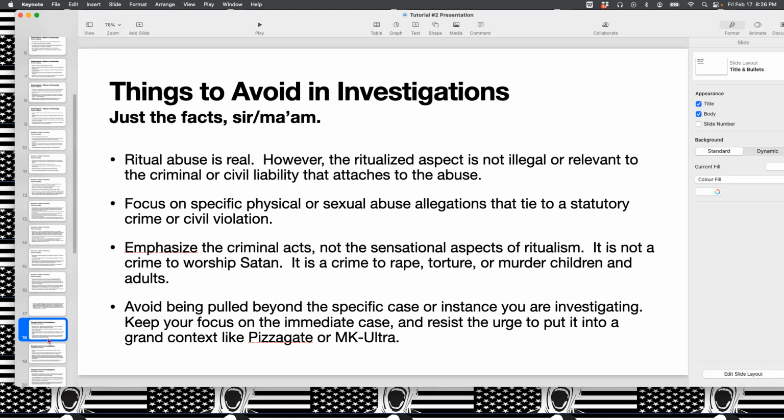It's not a crime to worship Satan. It is a crime to rape, torture, or murder children and adults. So you want to avoid being pulled beyond the specific case or instance that you are investigating. You want to keep your focus on the immediate case, and you want to resist the urge to put it into a grand context like Pizzagate or MK Ultra.